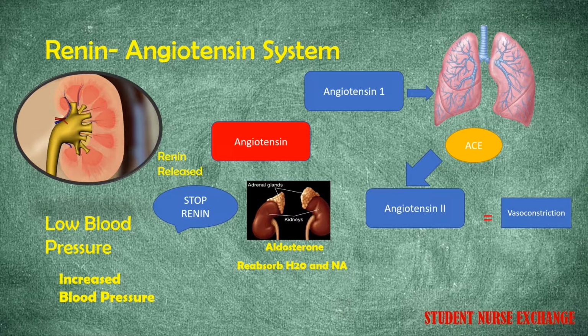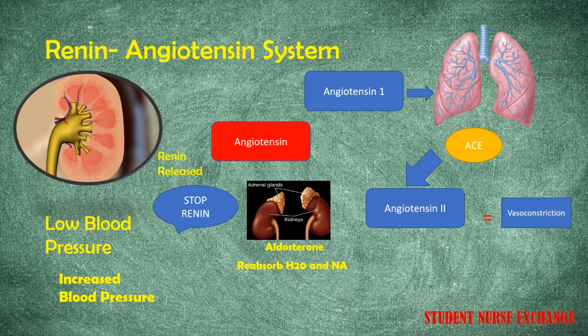But the whole system works in a loop. So once the blood pressure is increased enough that you're having adequate perfusion and your water and sodium have reabsorbed and play a role in increasing blood pressure, the renin stops being released from your kidneys.